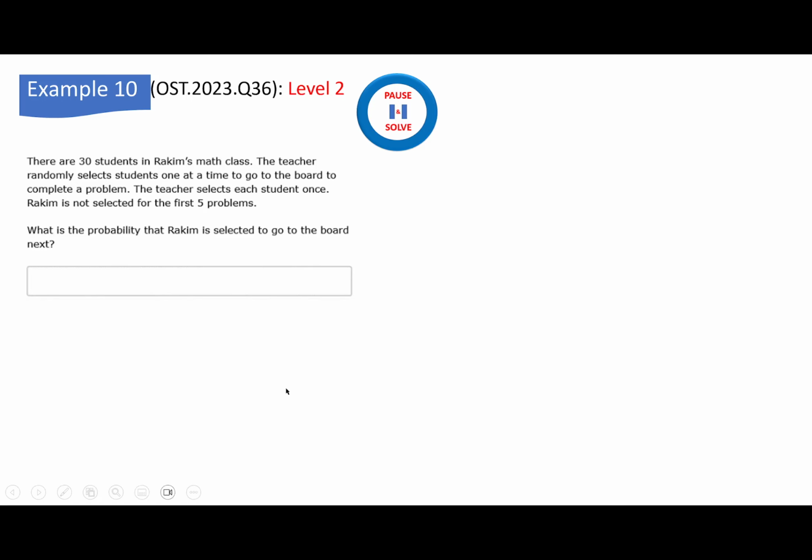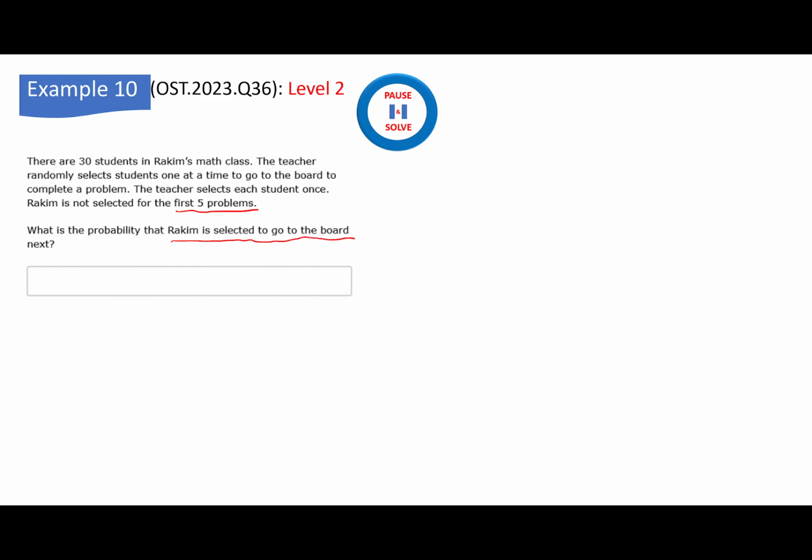Example 10. There are 30 students in Rakim's math class. The teacher randomly selects students one at a time to go to the board to complete a problem. The teacher selects each student once. Rakim is not selected for the first 5 problems. So 5 students have already been selected and done with. How many students left? 25. What is the probability that Rakim is selected to go to the board next?